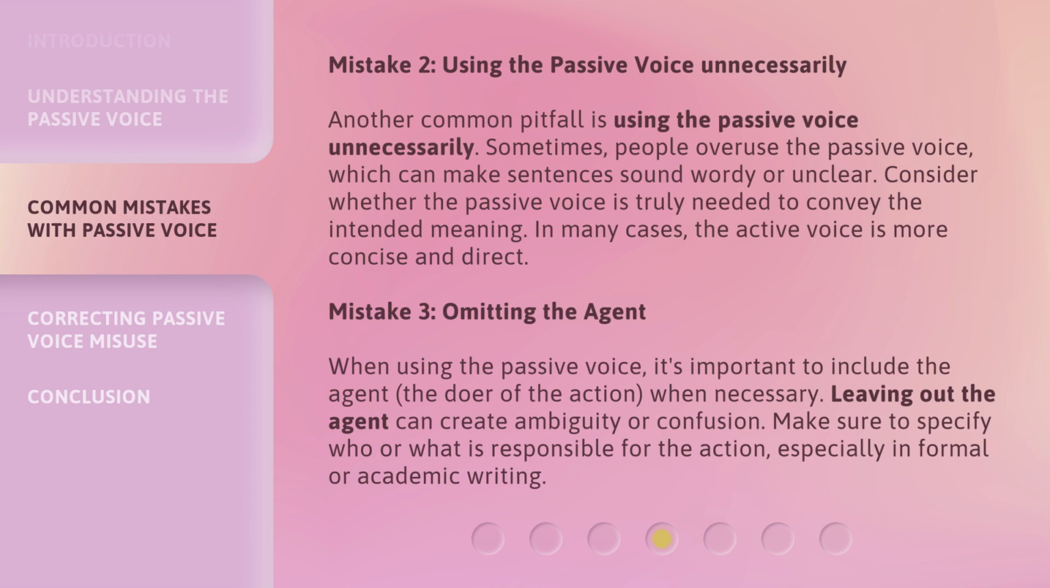Mistake 3. Omitting the agent. When using the passive voice, it's important to include the agent, the doer of the action, when necessary. Leaving out the agent can create ambiguity or confusion. Make sure to specify who or what is responsible for the action, especially in formal or academic writing.